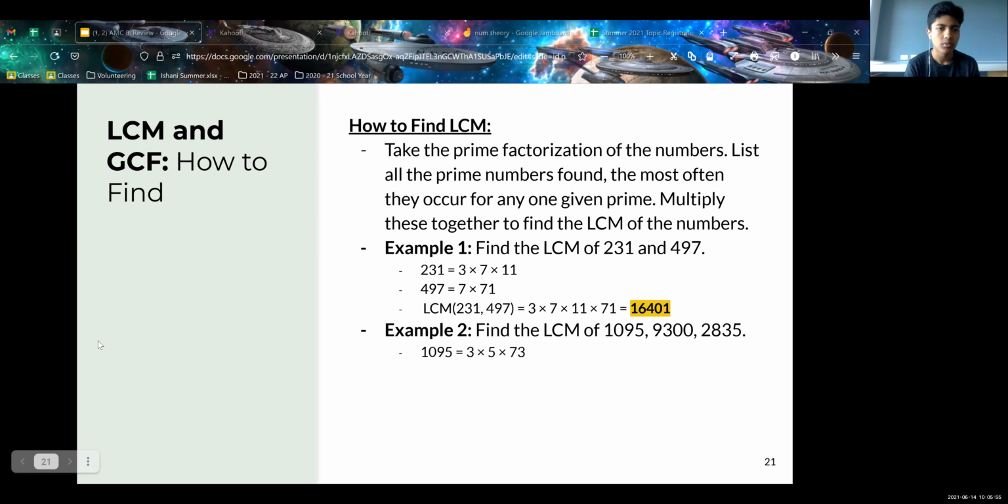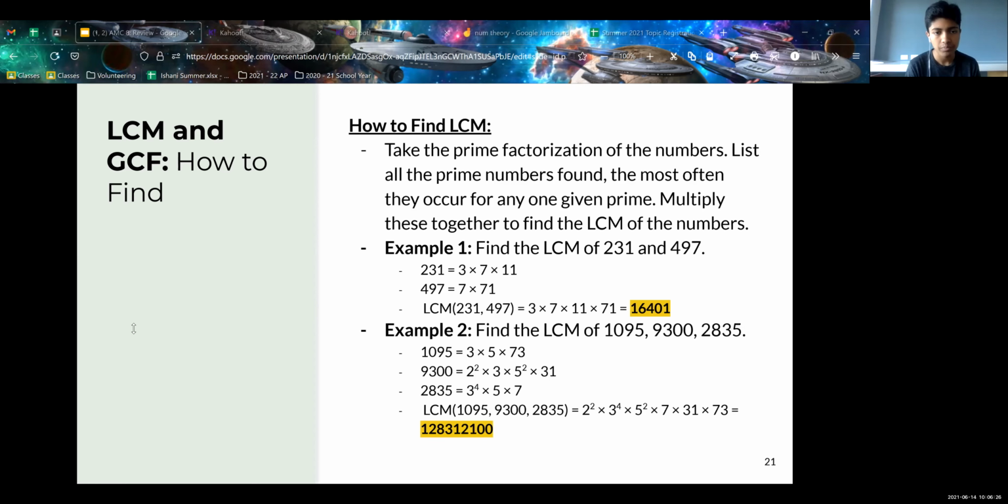The next example, find the LCM of the same numbers as the previous slide. So 1,095 is 3 times 5 times 73. 9,300 is 2 squared times 3 times 5 squared times 31. And 2,835 is 3 to the 4th times 5 times 7. So we can see 3, we're going to multiply that once. We have a 5 and a 5 squared, so we're going to multiply the 5 squared. We have a 2 squared, we're going to multiply a 2 squared. We're going to do 3 to the 4th, and we're going to multiply 7. So the LCM would be 2 squared times 3 to the 4th times 5 squared times 7 times 31 times 73.